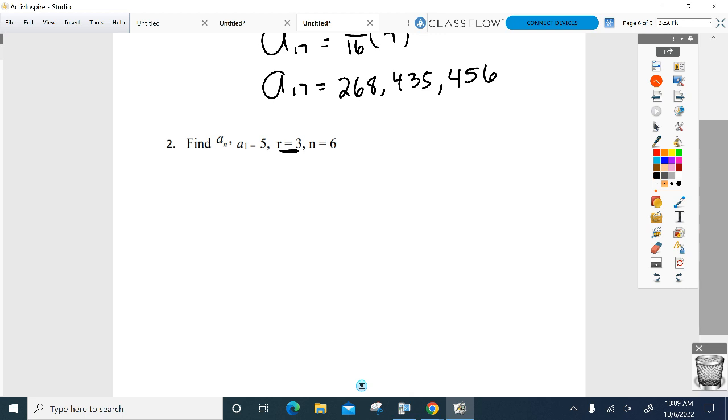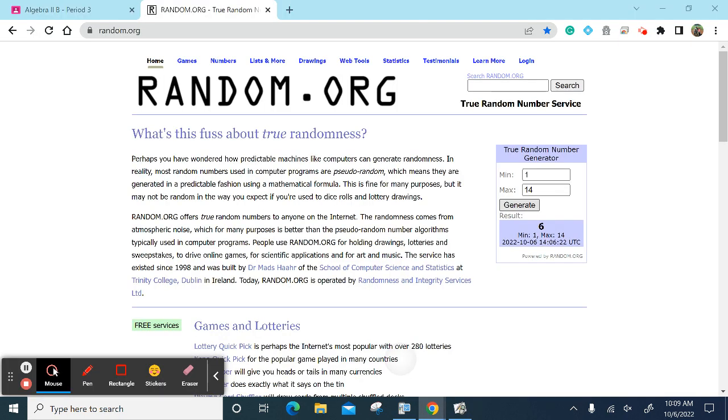6th term. Why the 6th term? Find a sub n. So find a6. All right, that n value is 6. So I'm looking for the sixth term. So a6 equals, help me fill it in.